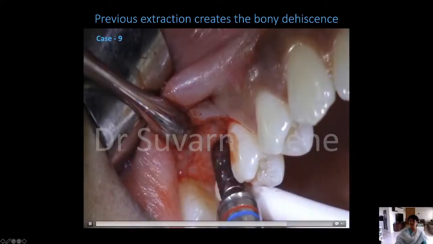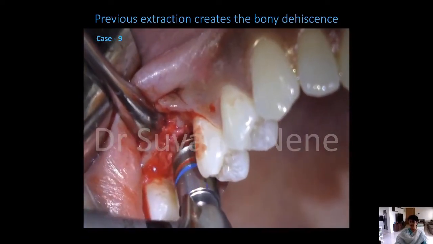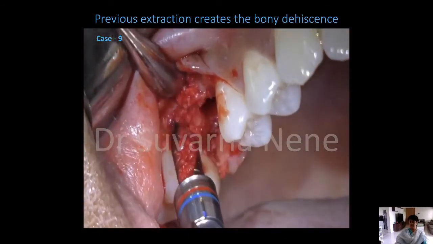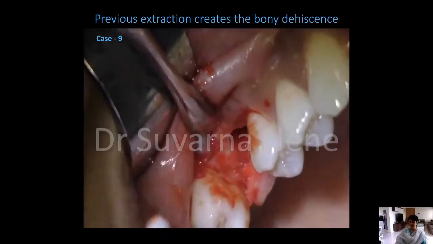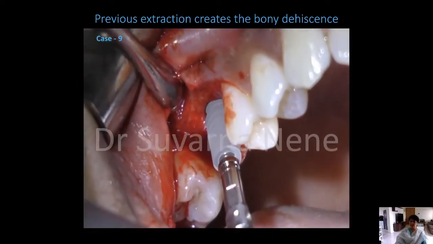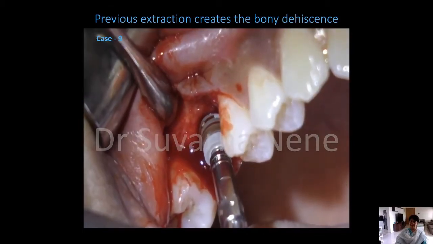And we decided to use a 4.5 diameter implant. If you remember, the bone was not even 2 millimeters in the crestal region. And this is the graft which is coming out, which is vital. And we're going to place a 4.5 millimeter by 11 millimeter implant.